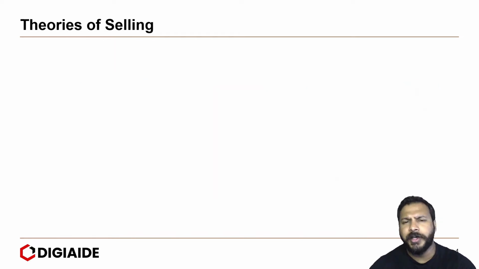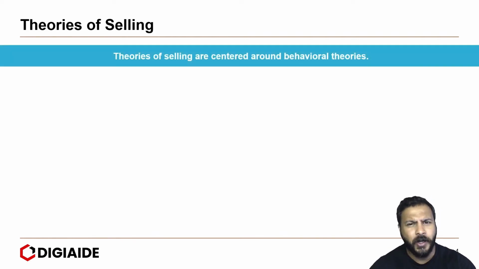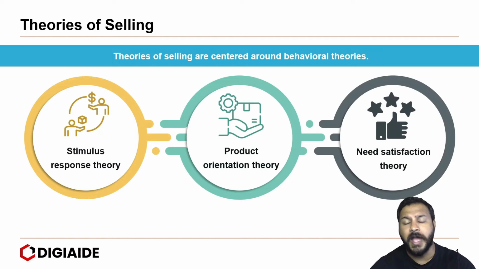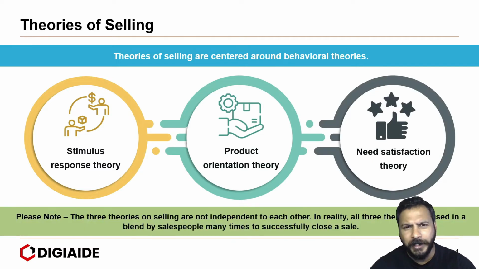Now moving on to theories of selling, which aid you in selling any kind of product. They are centered around behavioral theories, and they entail the following: stimulus response theory, product orientation theory, and need satisfaction theory. Now please note, the three theories of selling are not independent of each other. In reality, all three theories are used in a blend by salespeople many times to successfully close a sale. Now let's take a stab at each one of them briefly to understand which theory would blend with which.